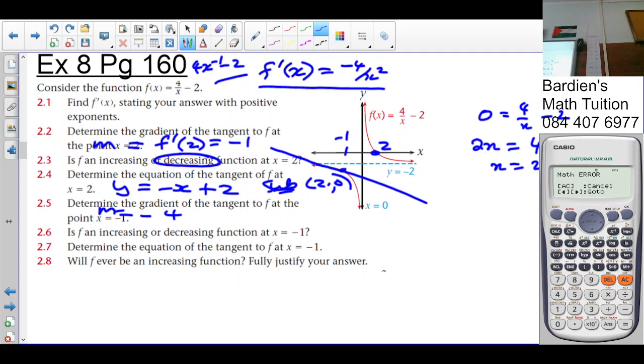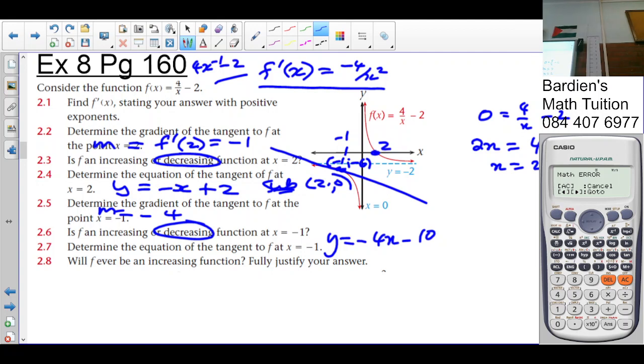Is f an increasing or decreasing function? So of course a decreasing. Determine the equation of the tangent at x equal to minus 1. What was this? Y is equal to negative 4x minus 10. This is when you substitute this negative 1 and was it negative 6? Is that correct? Negative 1 and negative 6 was substituted in there.